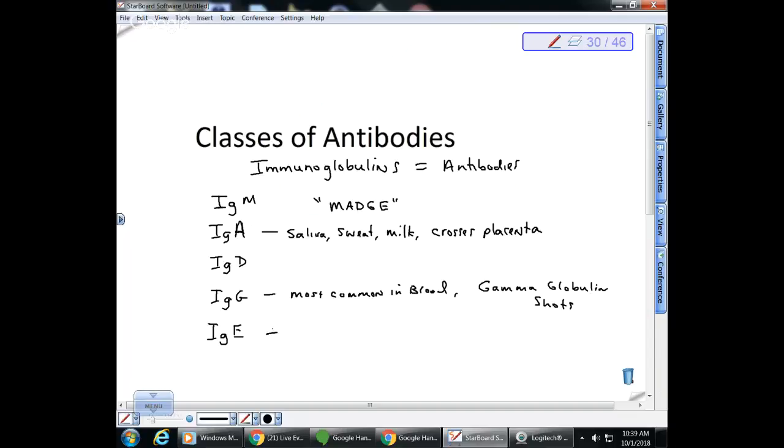IgE. This is the one that is responsible for allergies, which is generally not a good thing, right? But it is also responsible for protection against multicellular parasites.